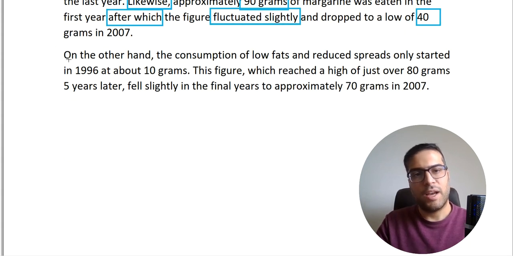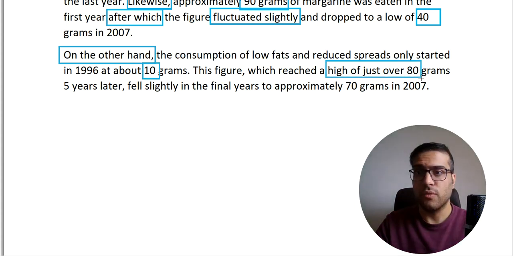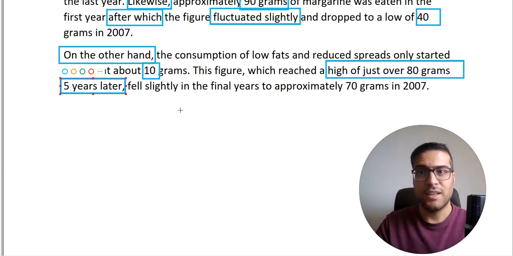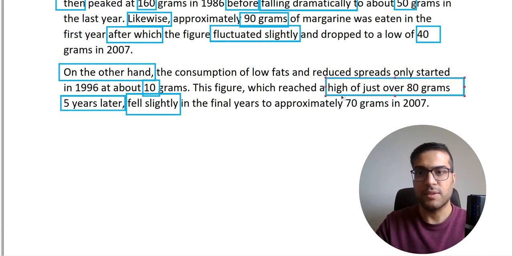In the final paragraph, we start with a link here. On the other hand, again, it shows comparison. The consumption of low fats and reduced spreads only started in 1996 at about 10 grams. This figure reached a high of just over 80 grams 5 years later. I like it. Instead of saying the exact year, we say 5 years later. It fell slightly in the final years to approximately 7 grams in 2007.